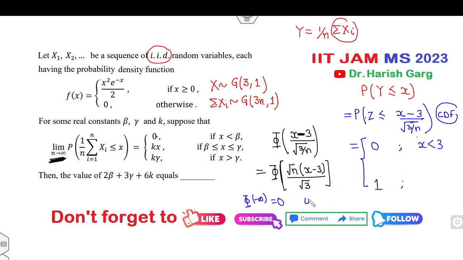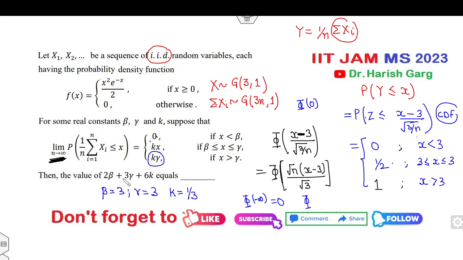Fine. And whenever x is greater than 3, then this number has a complete 1. So whenever x is 3, this is 0. What is the value of phi of 0? Phi of 0 is half. Now you can compare them. So that means beta is 3, gamma is 3, k gamma must be 1. So k must be 1 over 3.